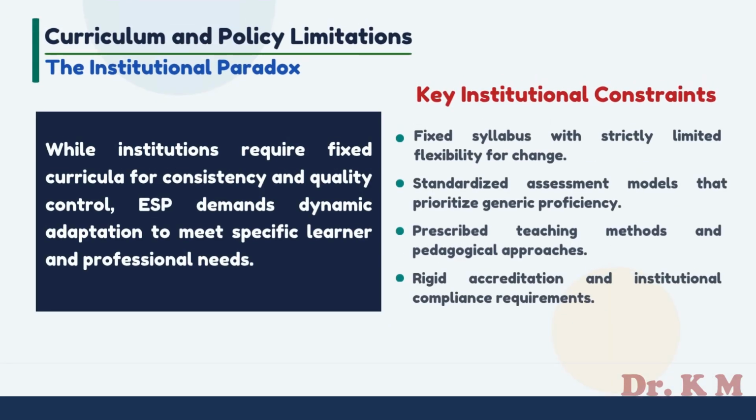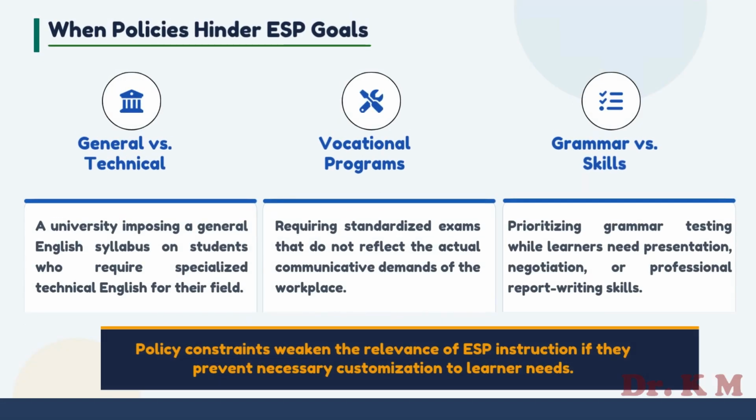Curriculum and policy limitations. Many institutions require teachers to follow a fixed curriculum. This may be useful for consistency, but it can also be problematic for ESP, which requires adaptation to specific learner needs. Possible constraints: fixed syllabus, limited flexibility, standardized assessment, prescribed teaching methods, accreditation requirements.